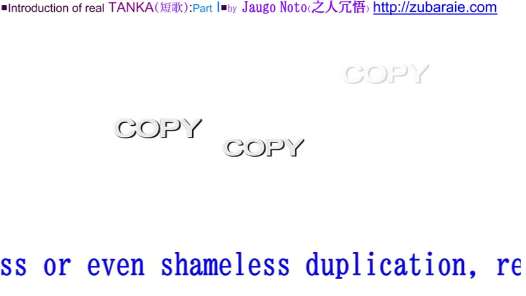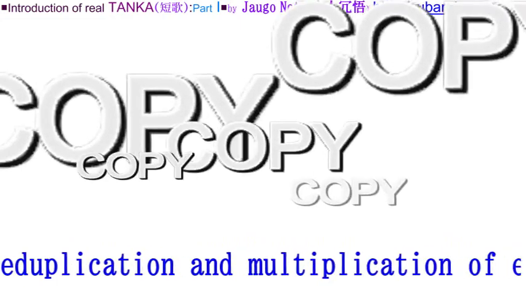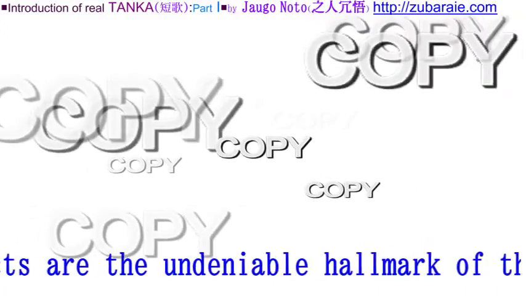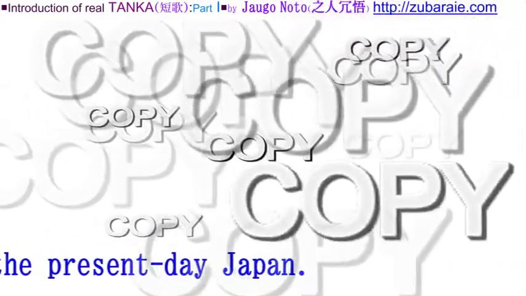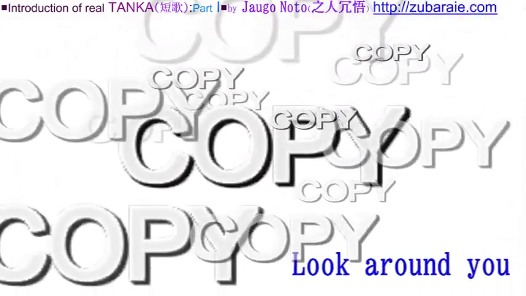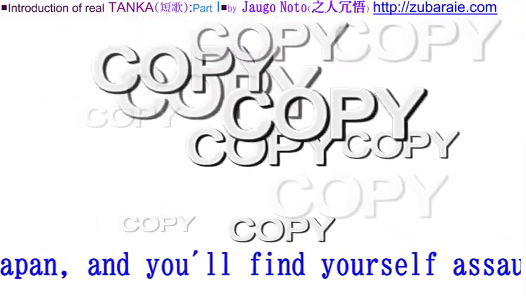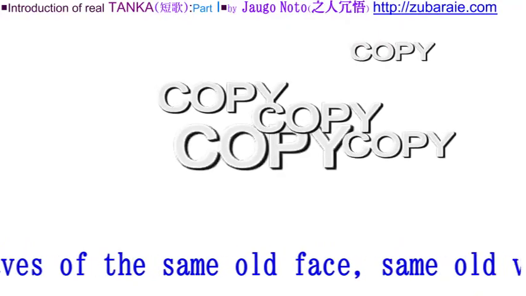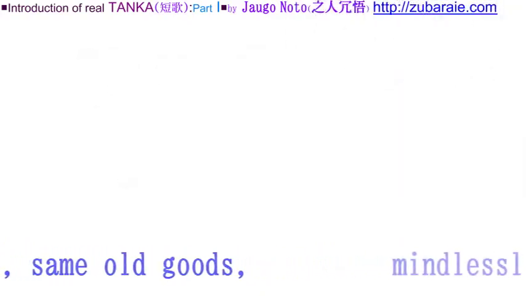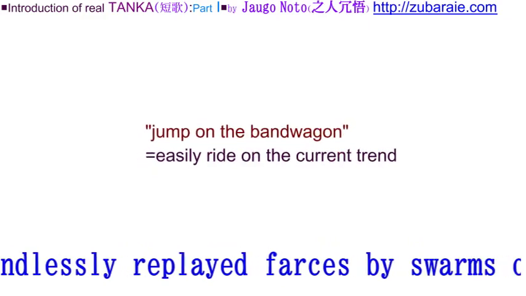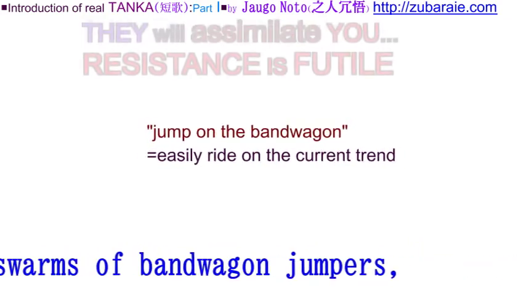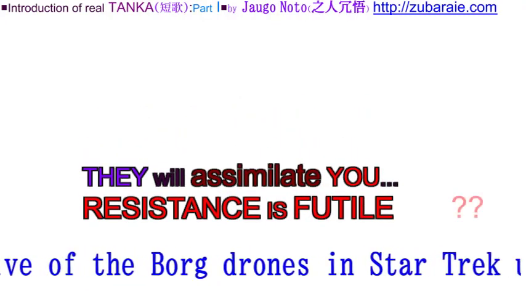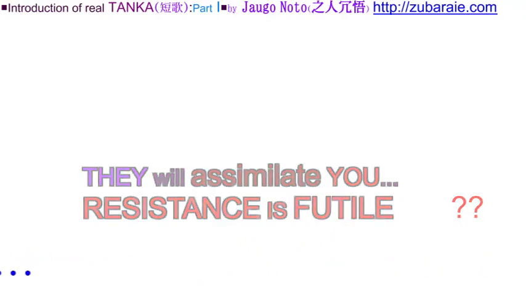Endless or even shameless duplication, reduplication, and multiplication of easily copied modular system products are the undeniable hallmark of present-day Japan. Look around you in Japan, and you'll find yourself assaulted by waves after vomiting waves of the same old face, same old voice, same old goods, mindlessly replayed phrases by swarms of bandwagon jumpers, not unlike the eerily characterless hive of the Borg drones in Star Trek universe.